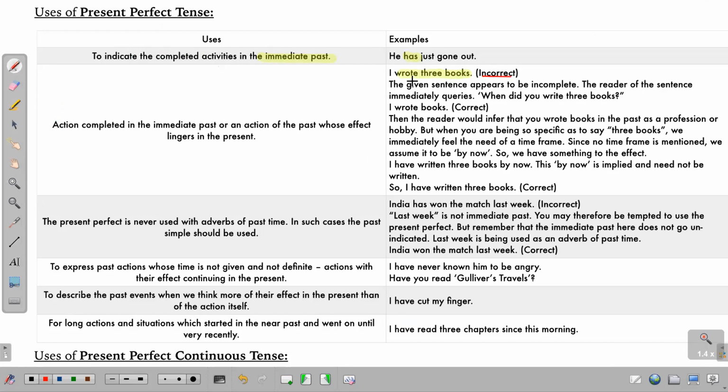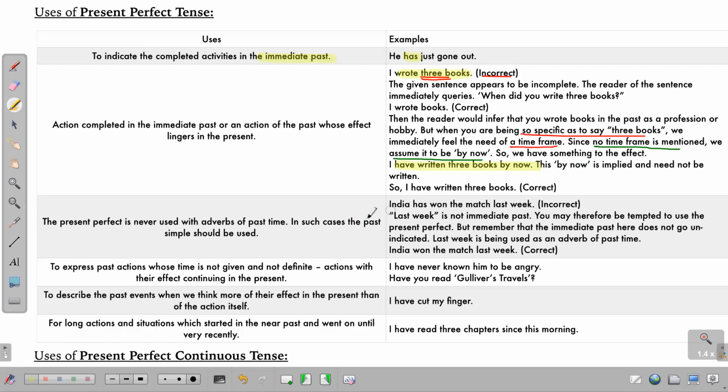Why? Because you are being very specific, and the reader suddenly questions, why are you being so specific to say 3 books? Then you should have a time frame. I mean, I need to say I wrote 3 books when I was in college. That makes sense, right? But when you say I wrote 3 books, it is a problem. So when there is no time frame mentioned, you have to assume it by now. And so we have something to the effect, I have written 3 books by now.